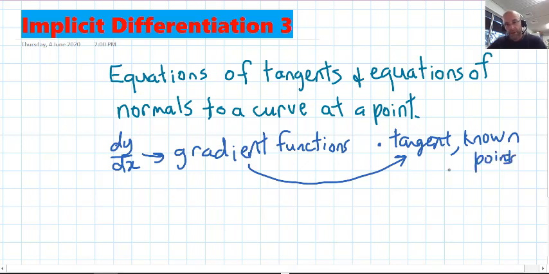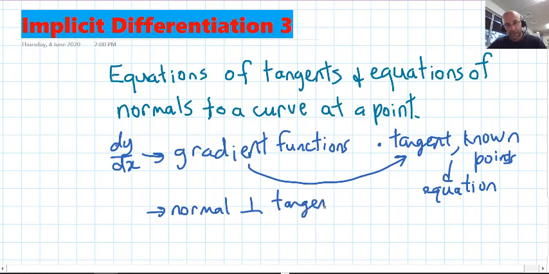Now, with that together, you can come up with the equation of the tangent at a point, which is the equation of a straight line using y = mx + c, or in standard form or implicit form. Now, once we've got that, we can find, if we need to, the normal, which is perpendicular to the tangent, which means that the gradient of the normal is the negative reciprocal of the gradient of the tangent. In other words, if they multiply together, they equal -1, perpendicularity.